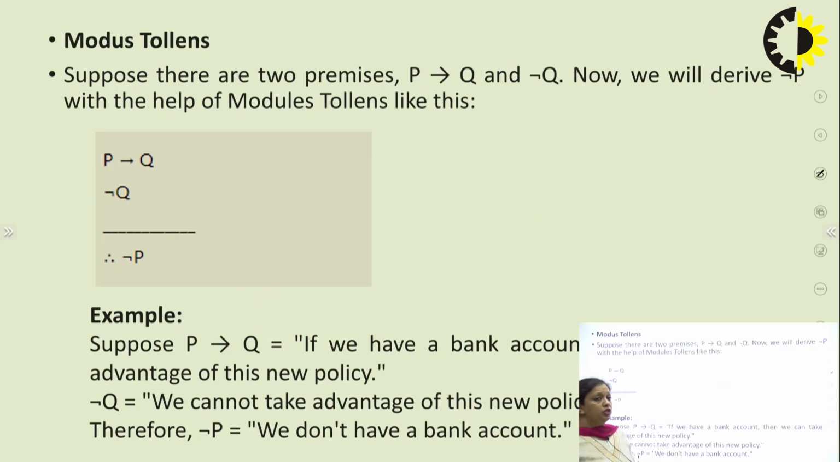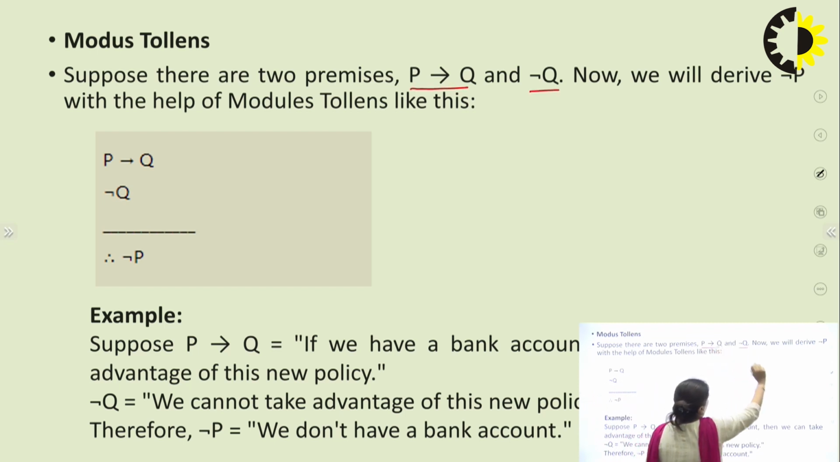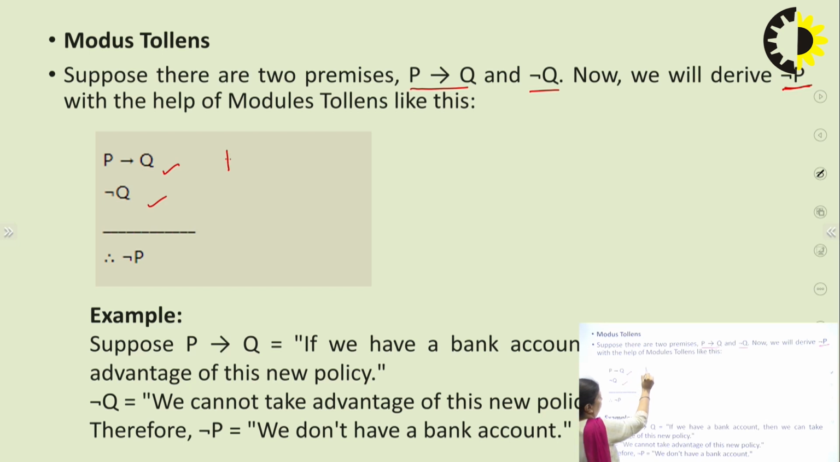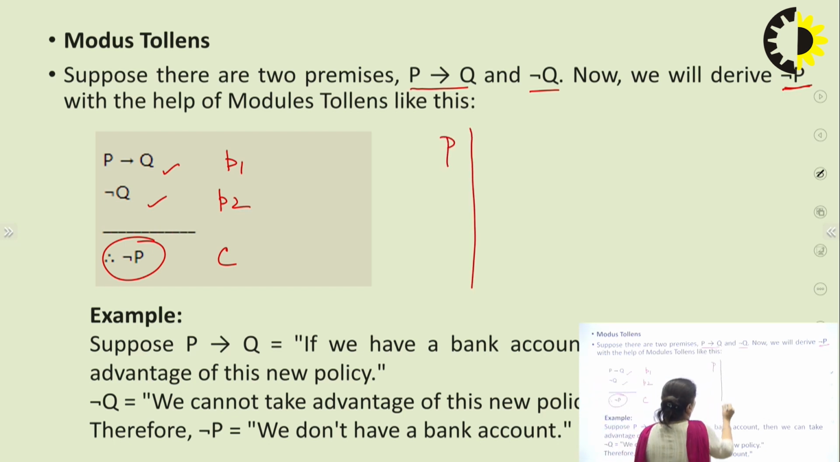Now coming to the next rule, which is known as modus tollens. What does this rule say? It says that if you have two premises, P implies Q and not Q, then we can derive not Q, sorry, not P, that is the conclusion. My premises over here are P implies Q and not Q. These are my premises P1 and P2. And what I can conclude from here is my conclusion, not P.